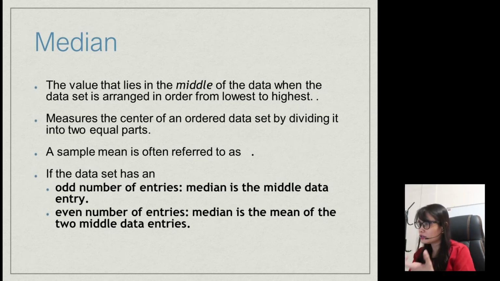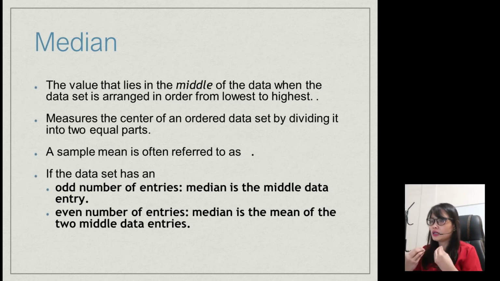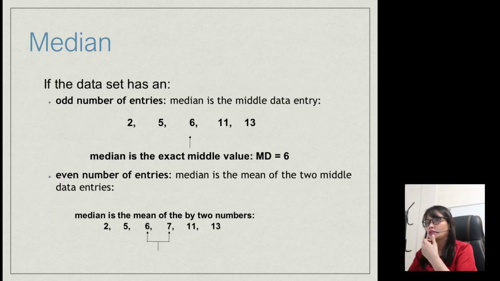Even number of entries, the median is the mean of the two middle data entries. If the given number is even, how do we look for the median? The median is the average of the two middle numbers. So that's the median. For example, odd number of entries, the median is the middle data entry.